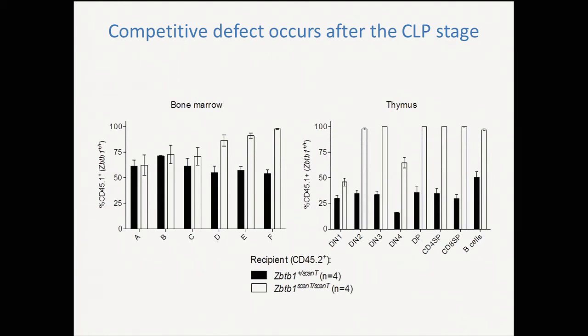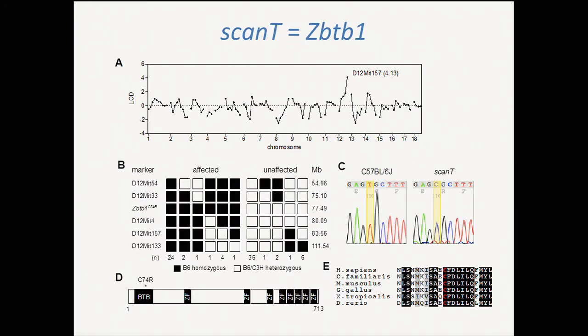Looking at the Hardy fraction of B-cell development in the bone marrow, we see that the defect becomes apparent at Hardy fraction C, and thereafter it's maintained. And in the thymus, it's early after the double negative 1 stage that there's a clear defect, and that persists out farther. This mutation was tracked down in the usual way by bulk segregation analysis, and it was found to be a point mutation in a gene called ZBTB1.